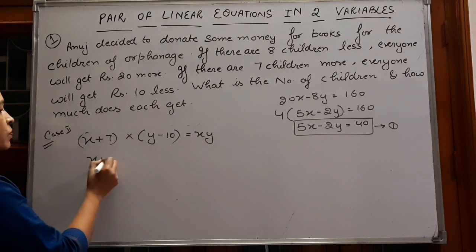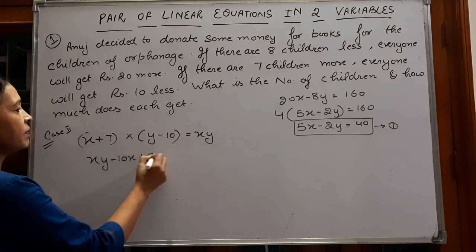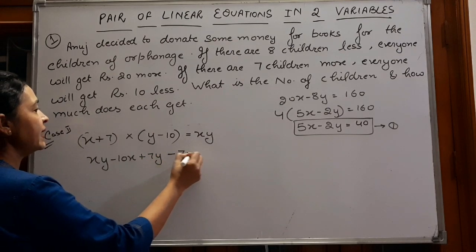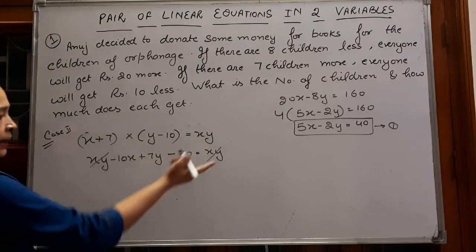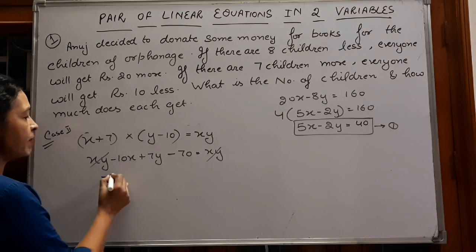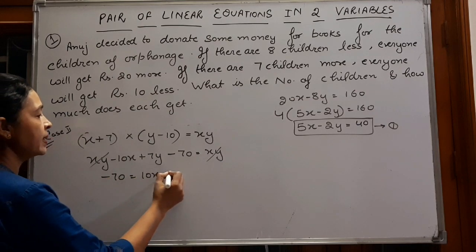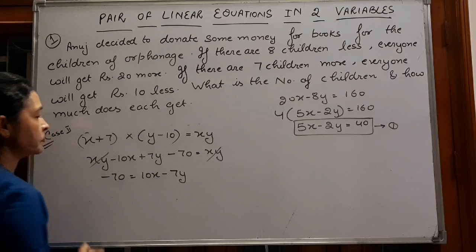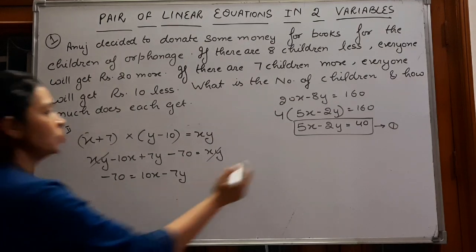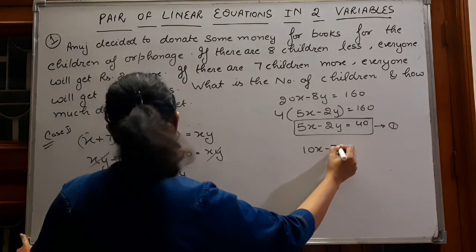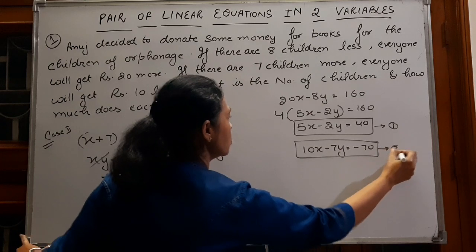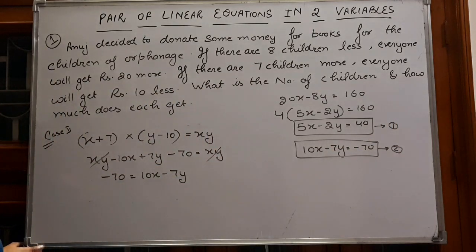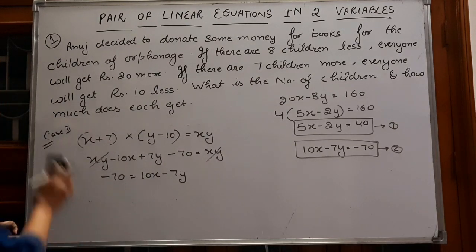We have X into Y, XY minus 10X plus 7Y minus 70 equals XY. XY and XY get cancelled. Taking 10X on the right hand side, we have minus 70 equals 10X minus 7Y. This is 10X minus 7Y equals minus 70. This is our equation 2. Now we have to solve these two equations to find the value of X and Y. Bachche, pause the video and note it down.